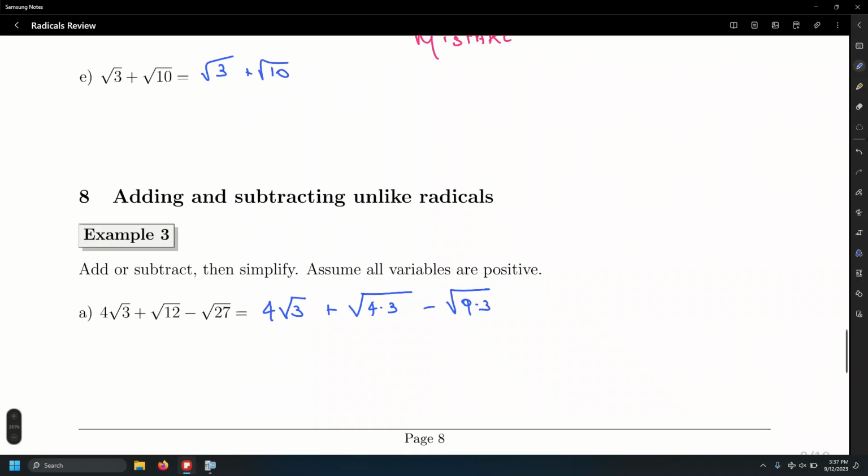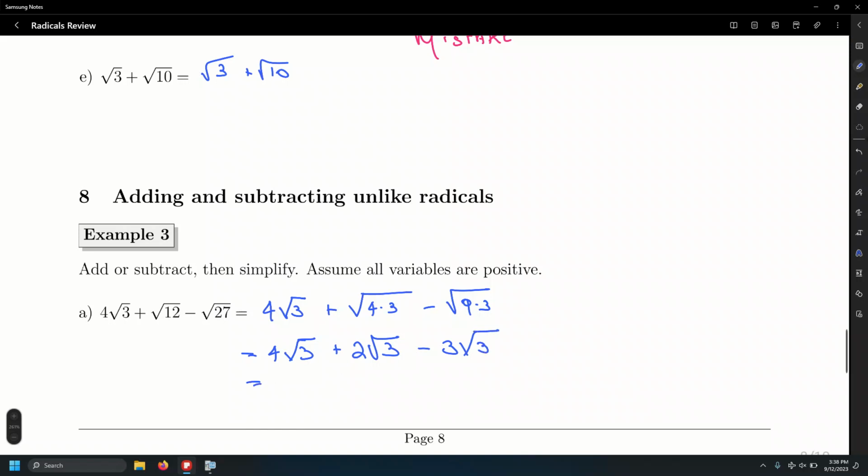Now, do you see what's going on? Do you see what's going to happen? Somehow I'm going to have a root of 3. So after playing with the numbers, simplifying them, we will be able to turn these unlike radicals into like radicals. All right, let's find the square root of 4, which equals 2. 2 root of 3. And the square root of 9, which is 3 root of 3.